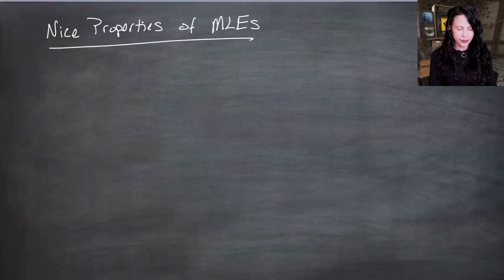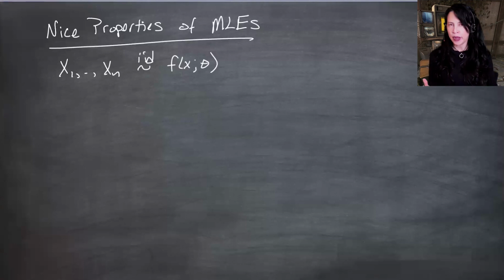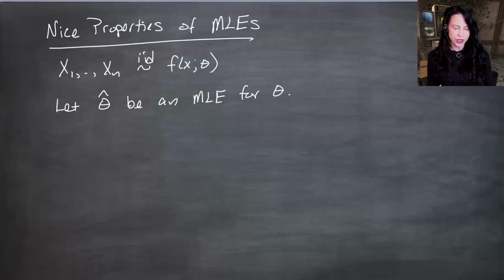So suppose that we have X1 through Xn IID from a distribution with a PDF that depends on a parameter theta. And again, we're going to assume that theta is only one-dimensional here. I'm going to let theta hat be an MLE for theta. And actually, I want to change this notation just a little bit because we want to talk about some asymptotic properties as n gets large.